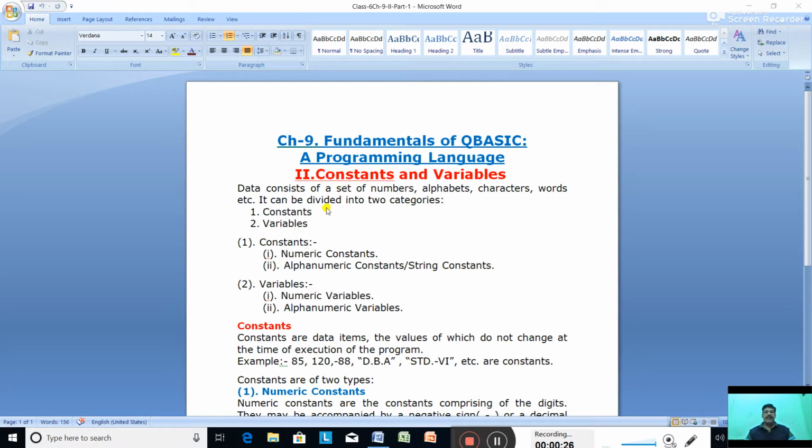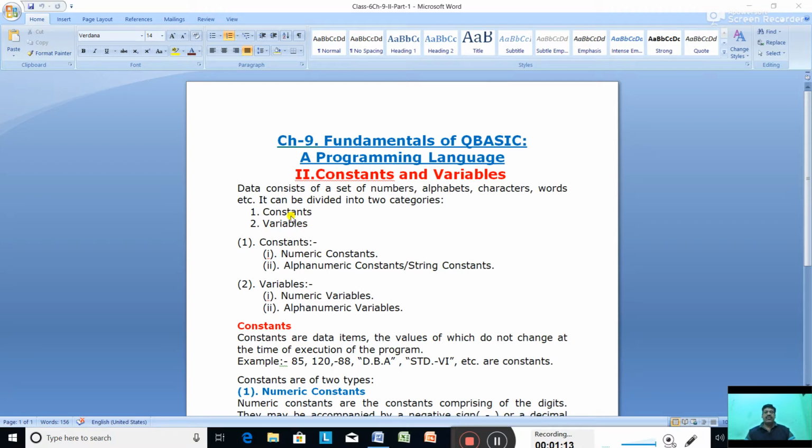programming. See, in QBasic programming language, data consists of a set of numbers, alphabets, uppercase and lowercase, means capital and small, characters, words. So this data can be divided into two categories. Data can be divided into how many categories? Two categories. First one is called constants and second one is called variables.